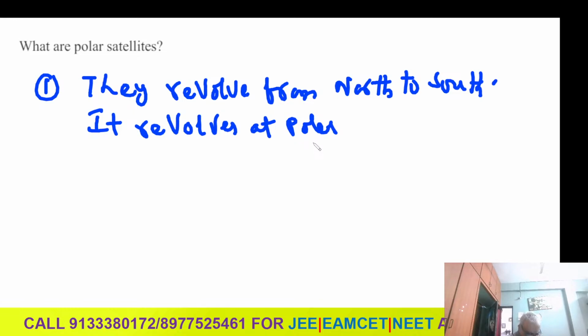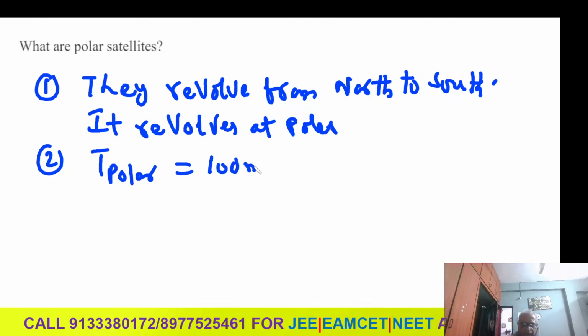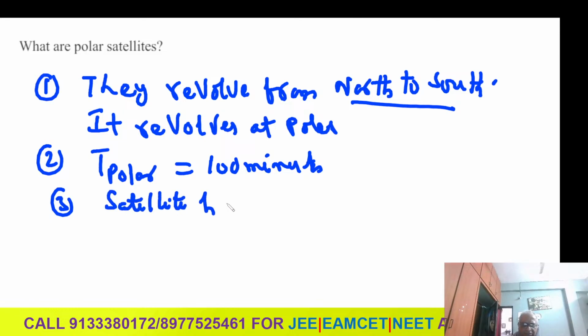Time period of polar satellite. What is the time period of a polar satellite? Nothing but 100 minutes. But mainly you write this point, which is important: polar satellites are at low altitude. The satellite height is low.